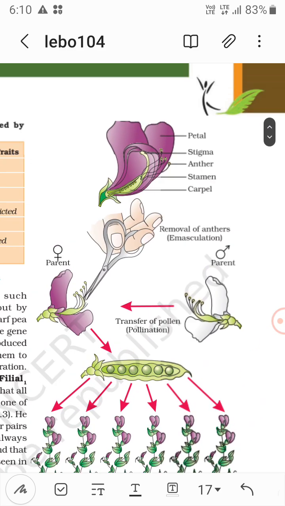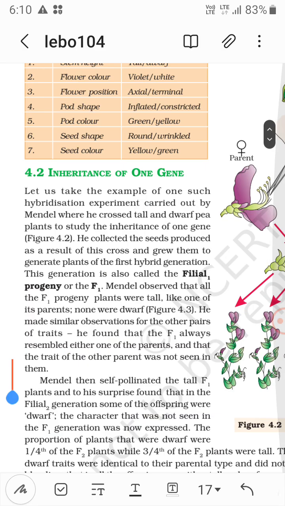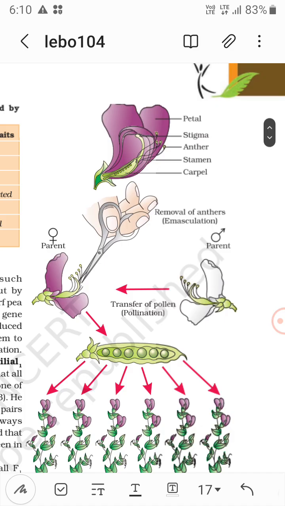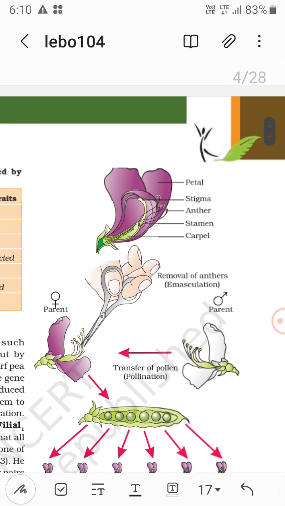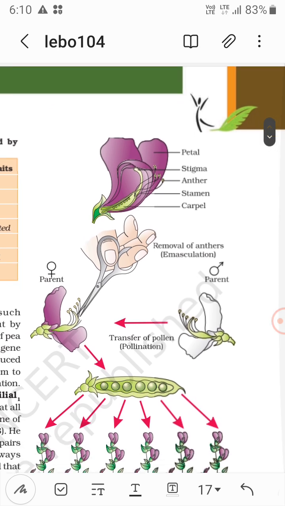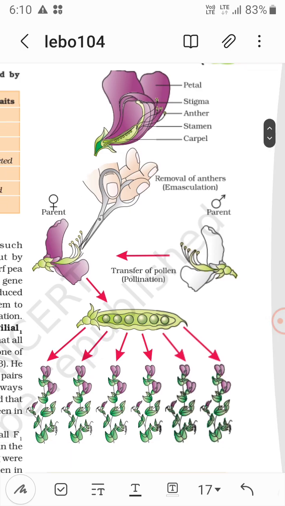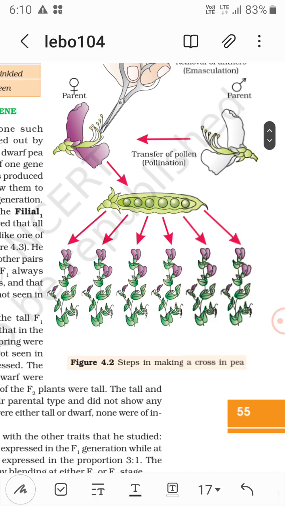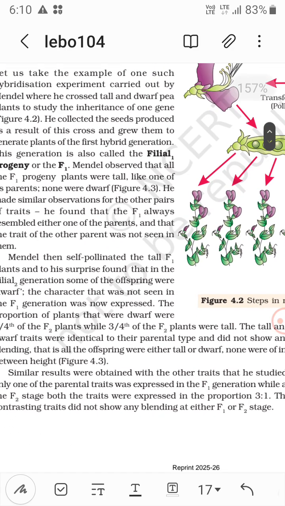As you can see here, these are the steps in making a cross in pea. The flowers are bisexual, so they need to be emasculated. You can see the petal, stigma, anther, stamen and carpel. Removal of anthers is emasculation, done on the female parent. Then comes transfer of pollen, that is pollination. So these are the steps in making a cross in pea.